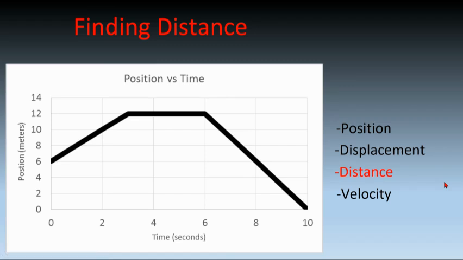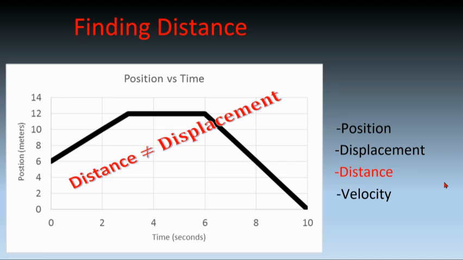Finding distance from a position versus time graph requires you to ask yourself, how far did the thing move? Right? Distance is not displacement. Sometimes they're the same number, but oftentimes they're not. So how do you find distance?